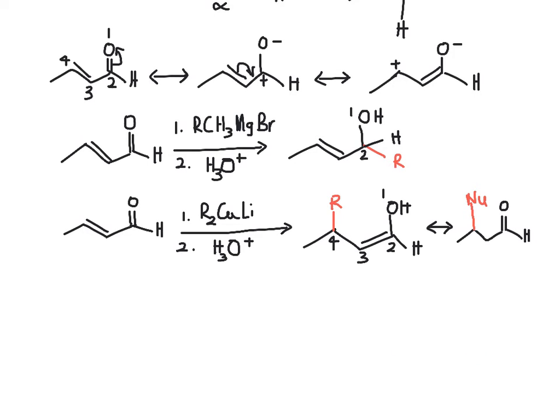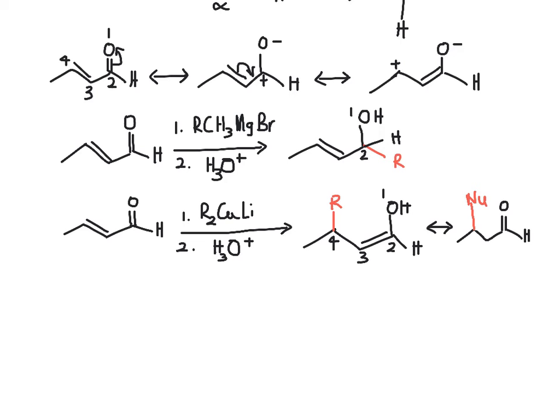The first reaction ends up as a 1,2 addition reaction with the Grignard reagent, and the second reaction, addition to the beta position, is a 1,4 addition. The first reaction at the carbonyl carbon is a 1,2 type addition. The second reaction at the beta position is a 1,4 type addition reaction.